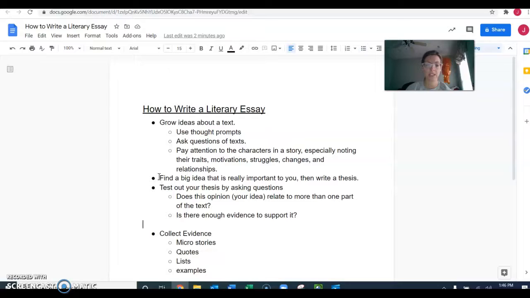And if you look at my last bullet point, collecting evidence. So you want to think of the little micro stories or the mini stories within the story that could help support, or connection stories. An example of this is he's caring. I know that good friends do this because. Maybe you can give your own little mini story example. Quotes. So finding exact sentences that support your thinking in the text.